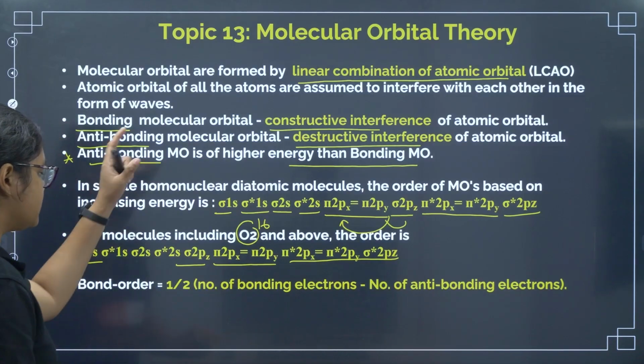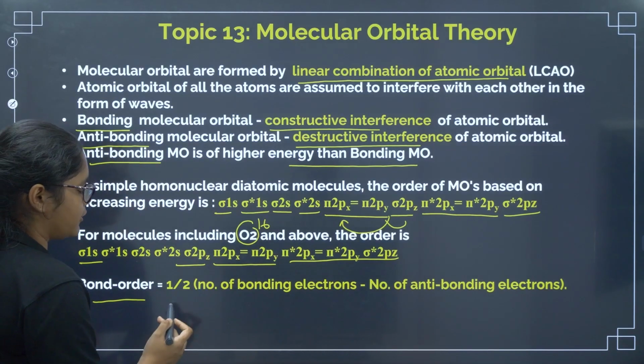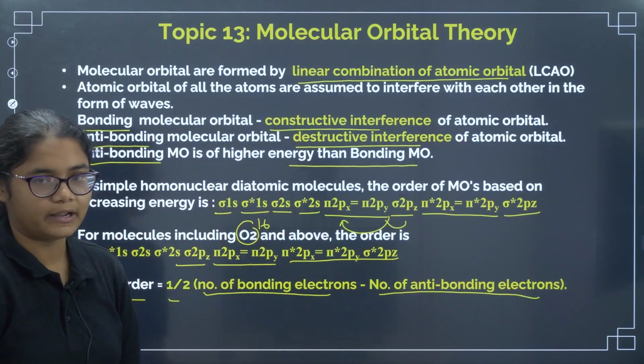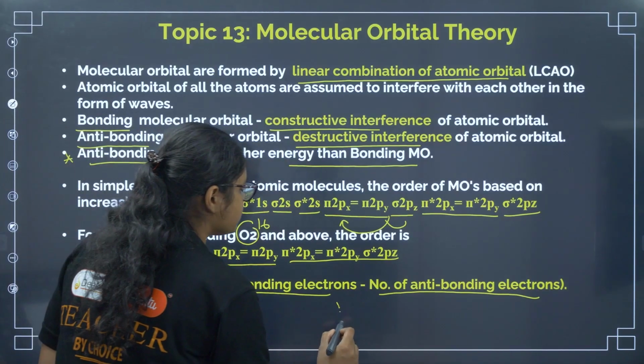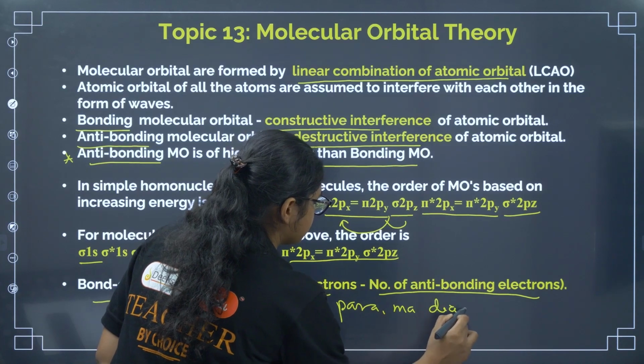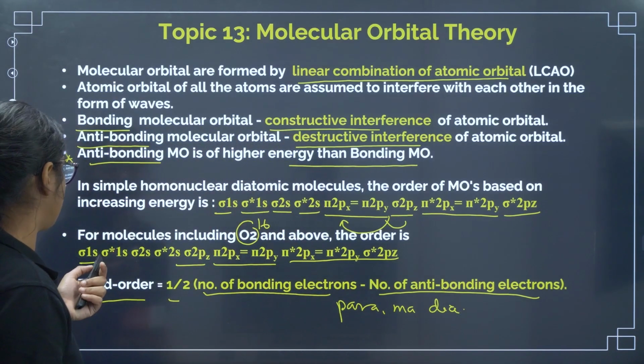Okay, now from this one you can also calculate bond order. Bond order is half of number of bonding electrons minus number of anti-bonding electrons. From here questions are also asked to calculate the paramagnetic nature and the diamagnetic nature. Okay, so now we will see one small example for this one.